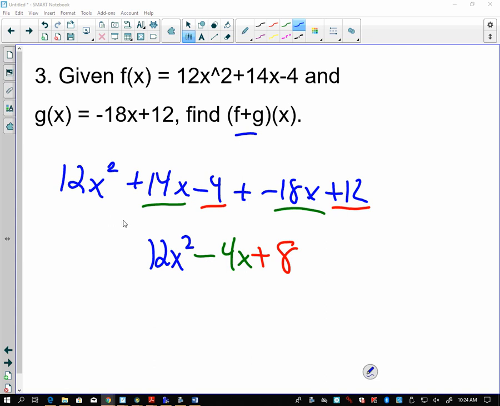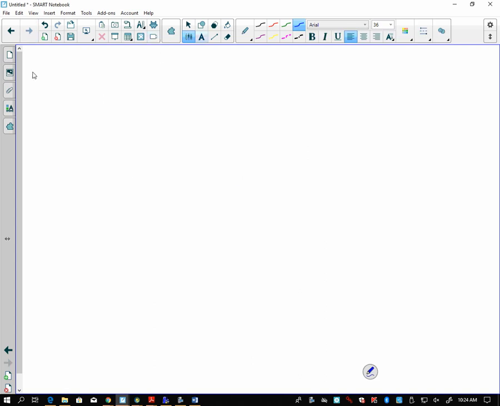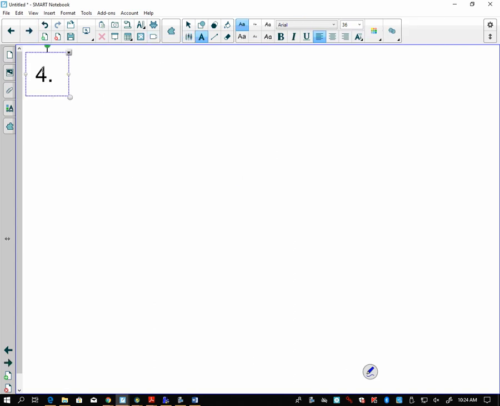Okay? So we understand that one should be really easy. Just add the things up, right? Combine like terms, simplify it down, right? I don't have to divide this by 4 or anything like that. I'm not factoring anything out. Okay? All right, let's look at question number 4.